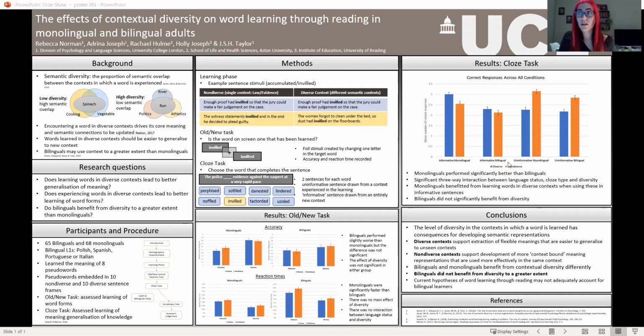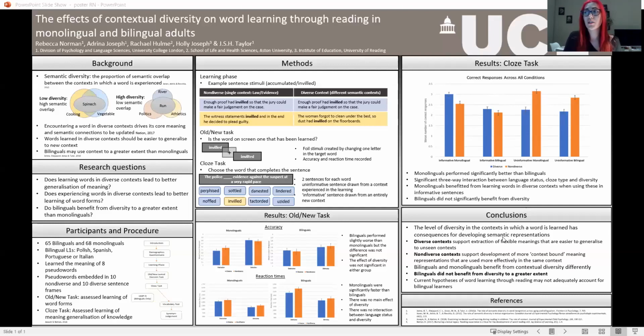On the other hand, the cloze task yielded a significant 3-way interaction between diversity, language status, and cloze type. The monolingual group performed significantly better on the informative sentences when words were learned in diverse relative to non-diverse contexts. However, bilinguals did not significantly benefit from diversity in this condition. Both groups performed significantly better on the uninformative sentences when words had been learned in the non-diverse relative to the diverse contexts.